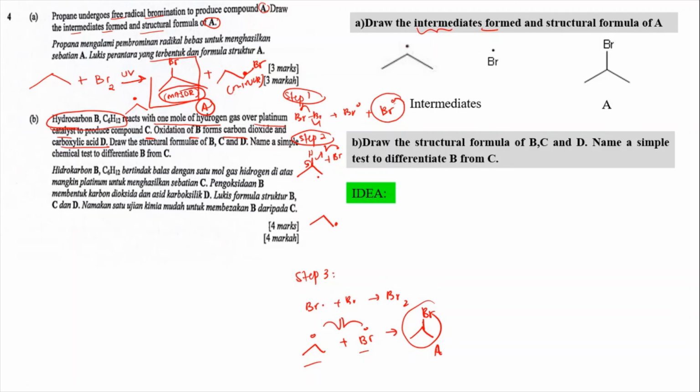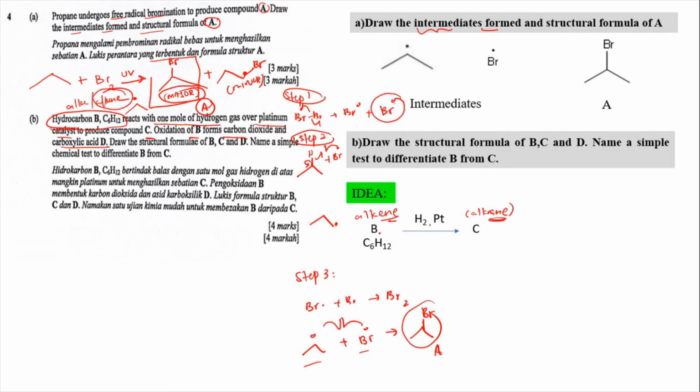So our idea is that we have compound B, which has C6H12. Then B is a hydrocarbon, which can be alkane or alkene. But since we see C6H12, it is an alkene, because of the general formula. Okay, so the alkene is going to react with 1 mole of hydrogen gas over platinum, and this is going to produce compound C. So logically, the alkene will undergo hydrogenation to produce alkane. This one is alkane.